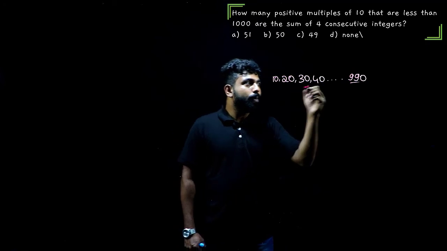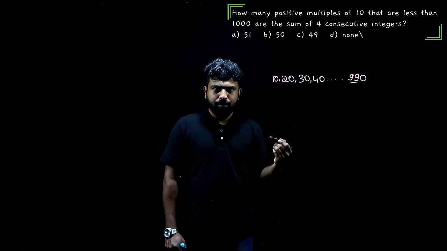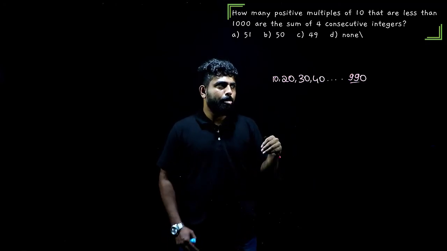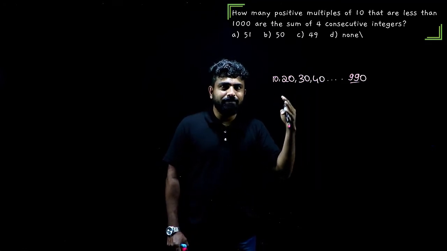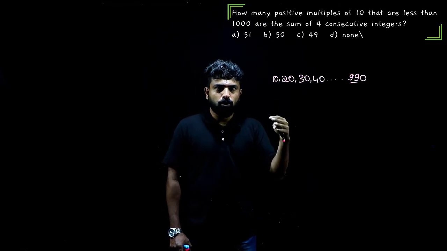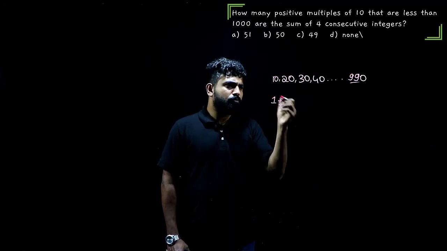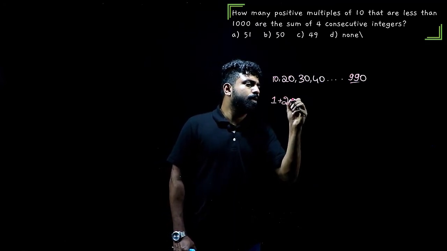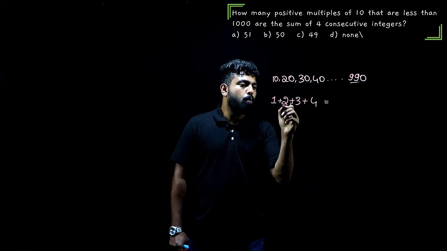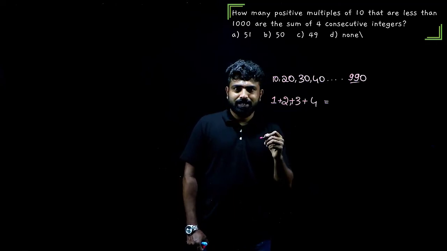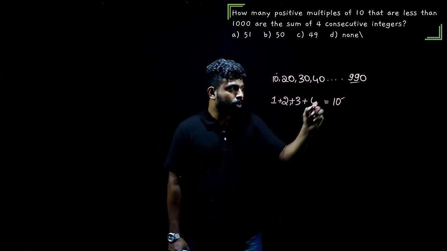So we need to find how many of these multiples are a result of the sum of consecutive integers. These must be the resultant of the sum of 4 consecutive integers. So let us start with our first 4 consecutive integers, which is nothing but 1 plus 2 plus 3 plus 4. What will it give me? It will be giving me 1 plus 2 is 3, 3 plus 3 is 6, 6 plus 4 is 10. Yes, 10 is a multiple of 10. So I've got my first term here.